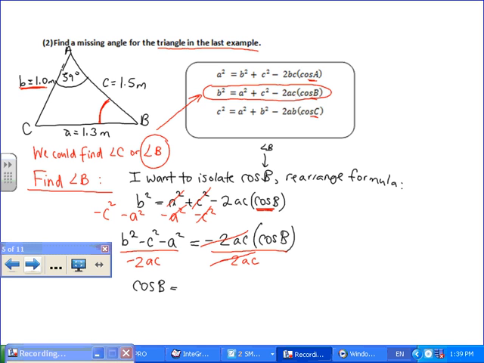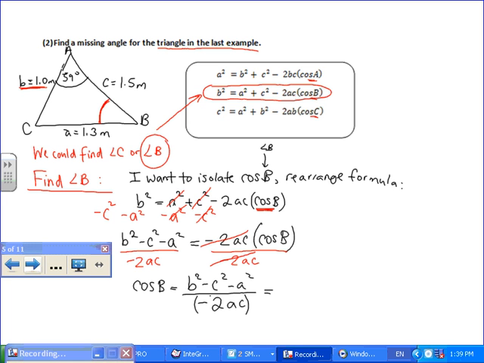So cos of B is equal to B squared minus C squared minus A squared, doesn't matter the order here. I could say B squared minus A squared minus C squared, divided by negative 2A times C. And on the bottom here, remember that 2, A and C are all multiplied together. So we could put brackets around that to remind us in our calculators that we have to keep that together as a product. By rearranging it, now I just go ahead and plug in all the values that I have.